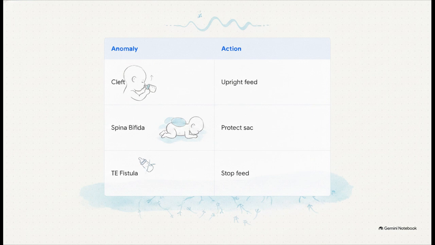And then there's a TE fistula. This is an abnormal connection between the trachea and the esophagus. These babies are going to choke, cough, and drool. The immediate, terrifying threat is severe aspiration. Your priority action? You stop oral feeding immediately, literally right then and there. See how that works? You just map the physical defect straight to the nurse's very first action.